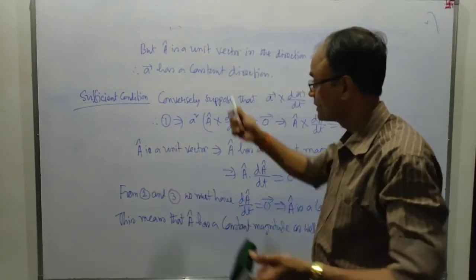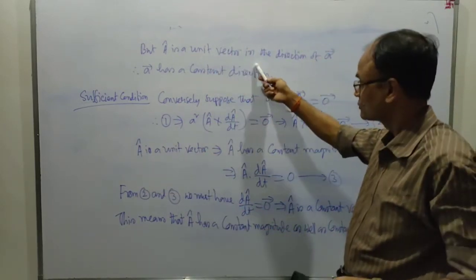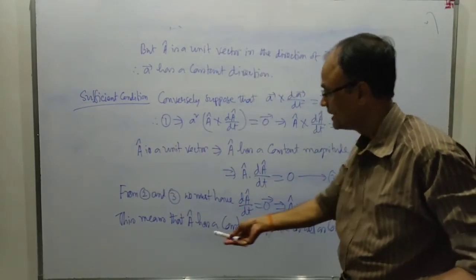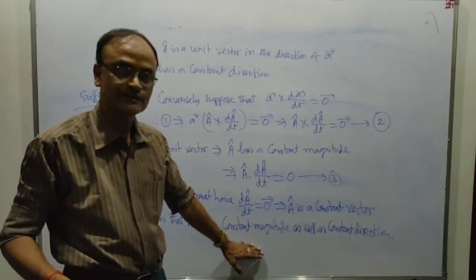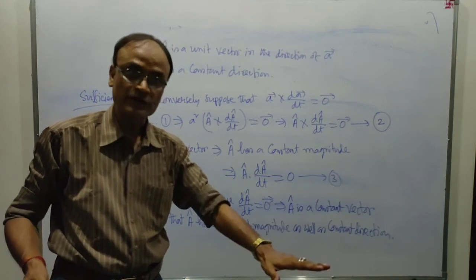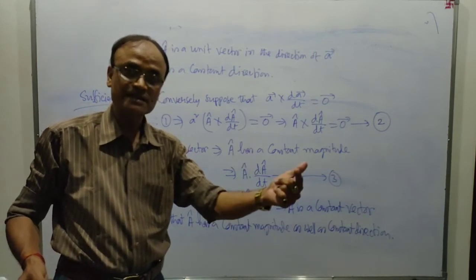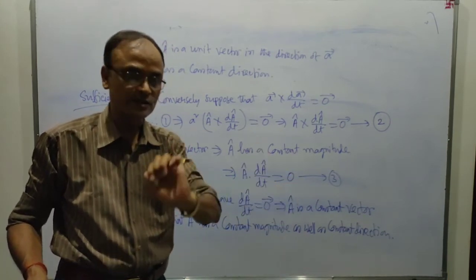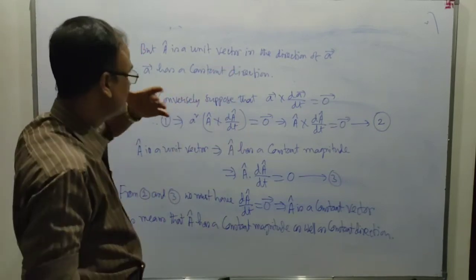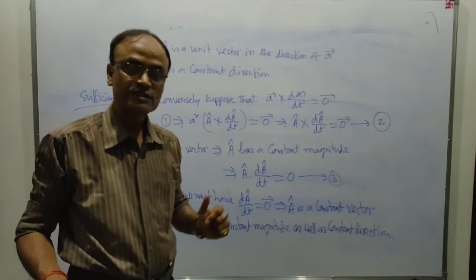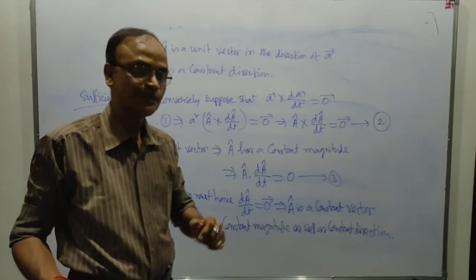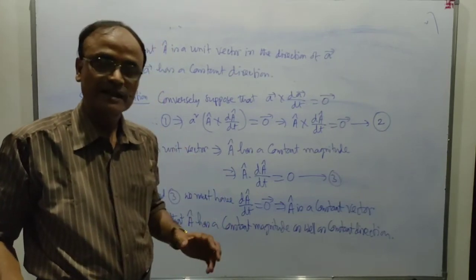A cap is a unit vector in the direction of a vector. A cap has a constant magnitude as well as a constant direction. Therefore, a vector has a constant direction. This proves the theorem.